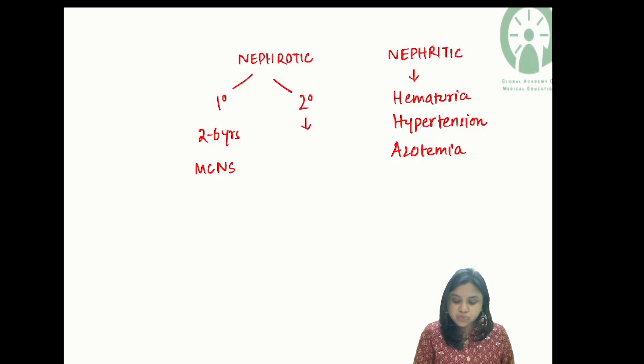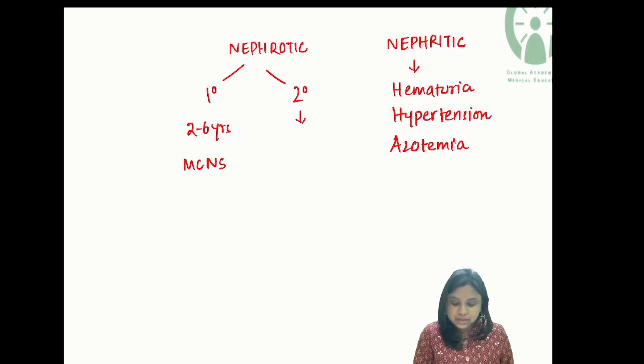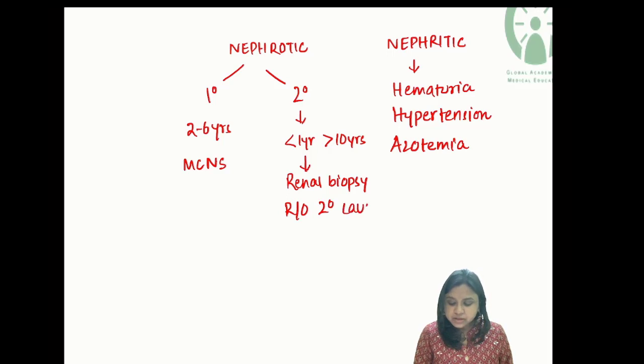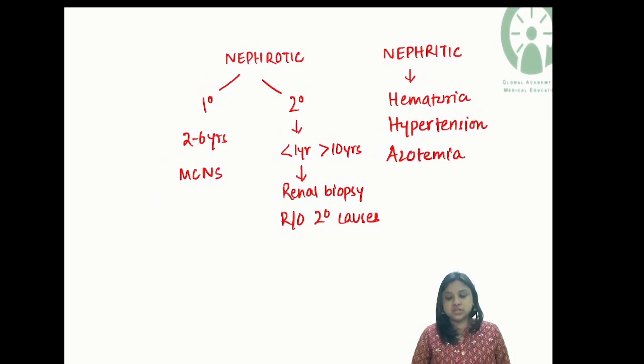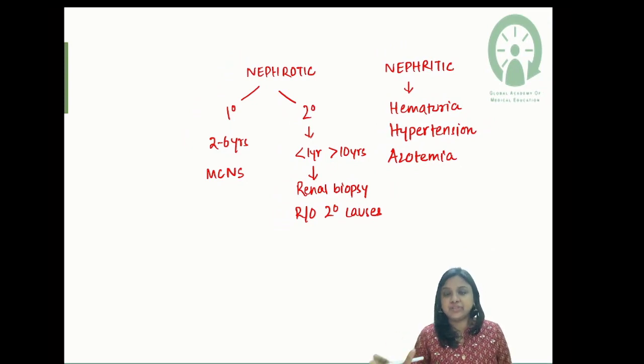In secondary nephrotic syndrome, usually it is in extremes of age, that is less than 1 year and more than 10 years. And usually you need to do a renal biopsy and you need to rule out secondary causes. Like you need to rule out HIV, hepatitis B, hepatitis C, even some drugs like NSAIDs, D-penicillamine, etc. and even malignancies like Hodgkin's lymphoma. Okay, so in case of secondary nephrotic syndrome, you can have a mixed picture as well, nephritic nephrotic variant. Okay, and it is not going to be so much responsive to steroids.